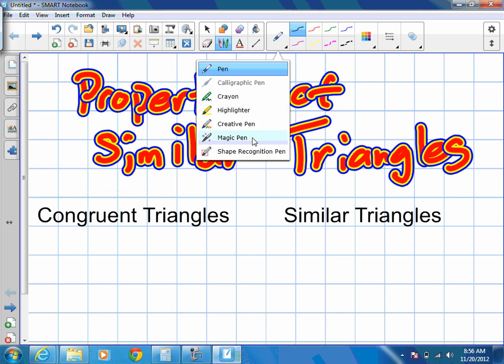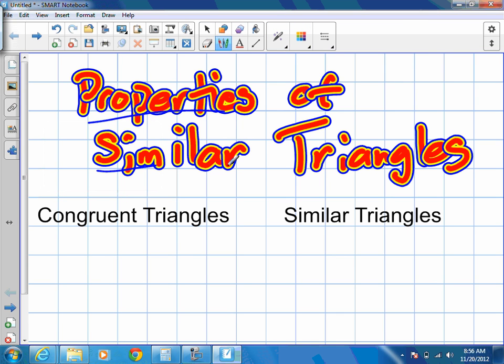Okay, today we're going to go over properties of similar triangles. All right, strictly just the properties. This is pretty straightforward. We're just going to go over the rules that essentially tell us if triangles are similar or not. Now, there are two major definitions you need to know.